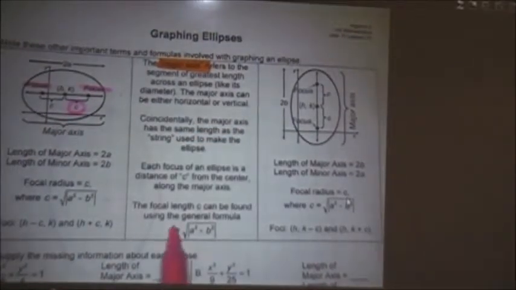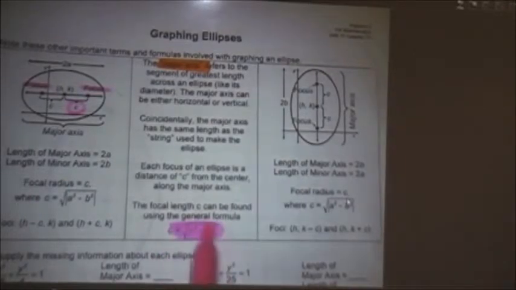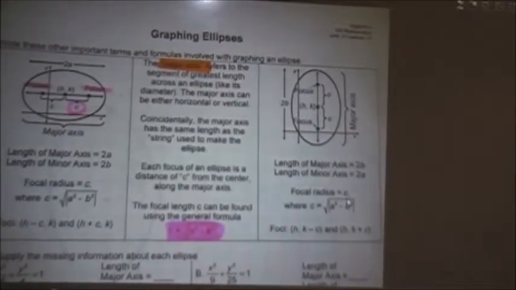But in order to find a focal point, you have to find this distance, this focal length. It's called C. And you just use this formula right down here in the middle, and you just plug the values in to find it. Once you find C, you add and subtract C to your center point. So you'll notice that they're called foci, and the formulas are right down here. The one on the left is for a horizontal ellipse, and the one on the right is for a vertical ellipse.